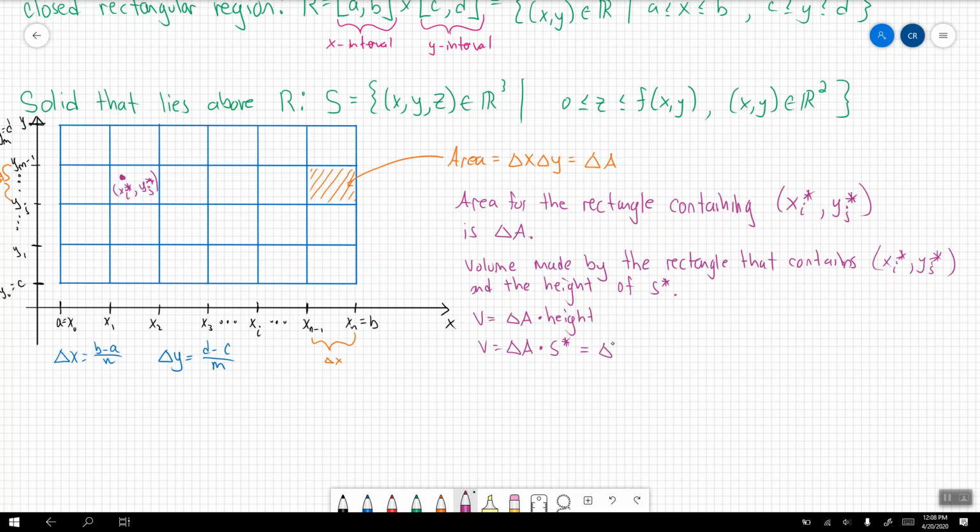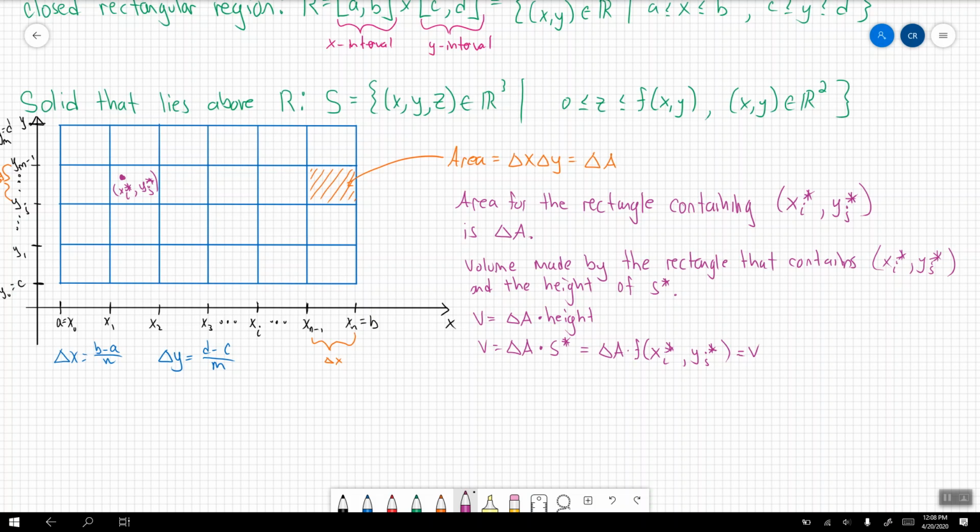But S star, that's just the function evaluated at the sample point, which makes it a little bit easier to work with. All right, so this now actually provides us the volume. This provides us the volume for, again, the rectangle that contains the sample point and gives us a height of that surface. Awesome. But again, that's only one rectangle.